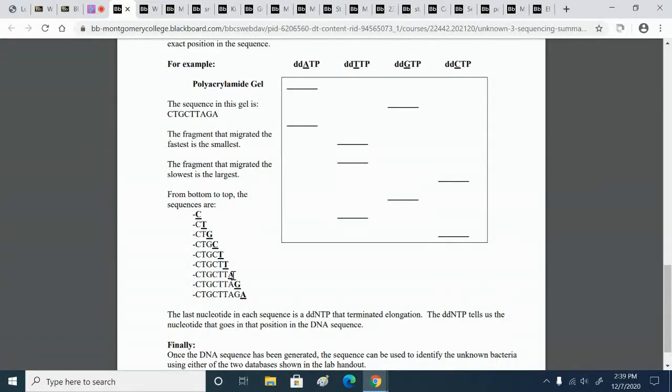So questions? So C is really the first one, even though it comes last. Yep, because it's the smallest fragment. So it comes first. Remember, we're reading the complementary sequence from bottom to top. Oh, right, it's a complementary sequence. Got it.